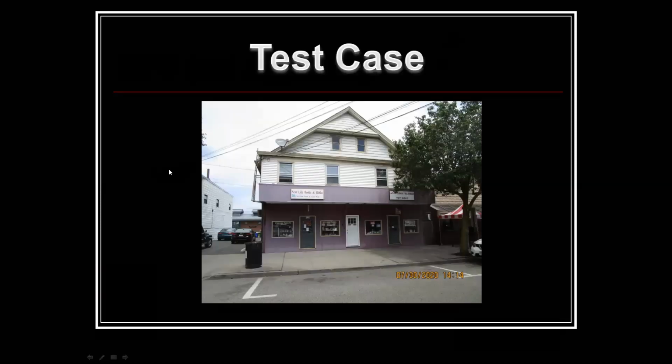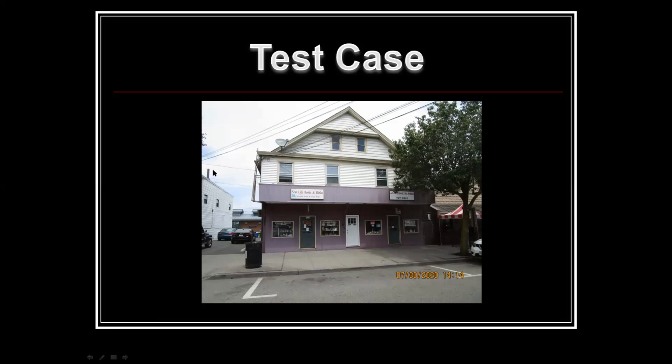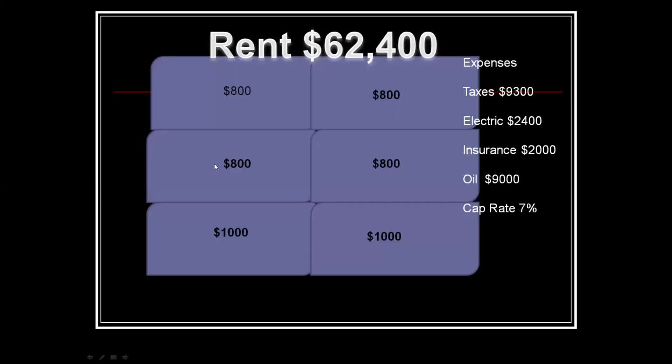Okay. So here's a test case. This is the place you can save your soul. You can save the sole on your shoe, or you can save your mortal soul by going into either one of those doors. This particular building, some gentlemen had owned for 30 years and they were looking to sell it. The two stores paid $1,000 a month rent apiece. There were 4 apartments, one-bedrooms, that paid $800 a month apiece. They were asking me to get them a price on this building and sell it.